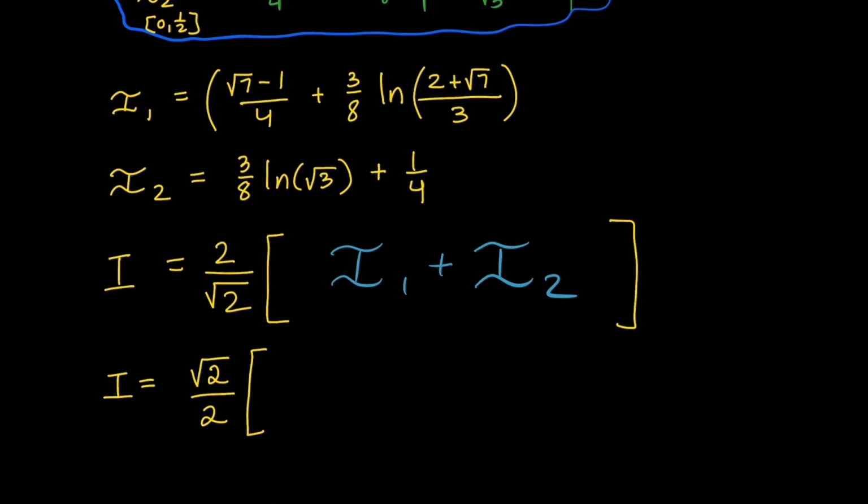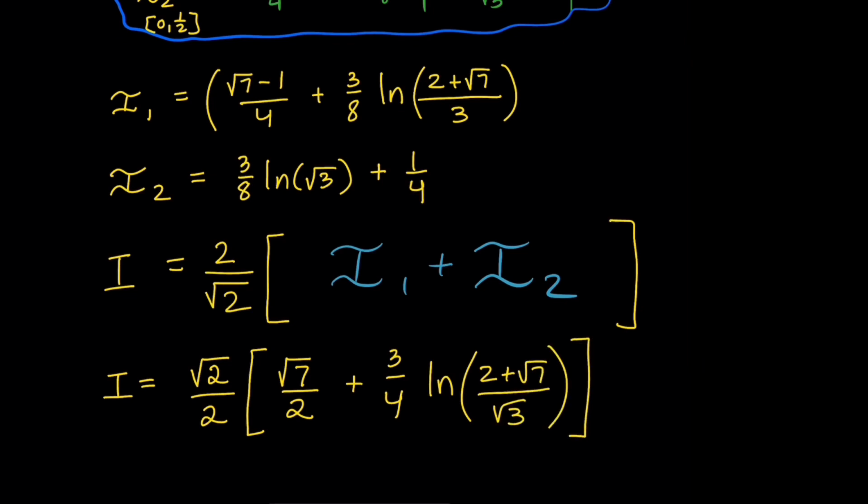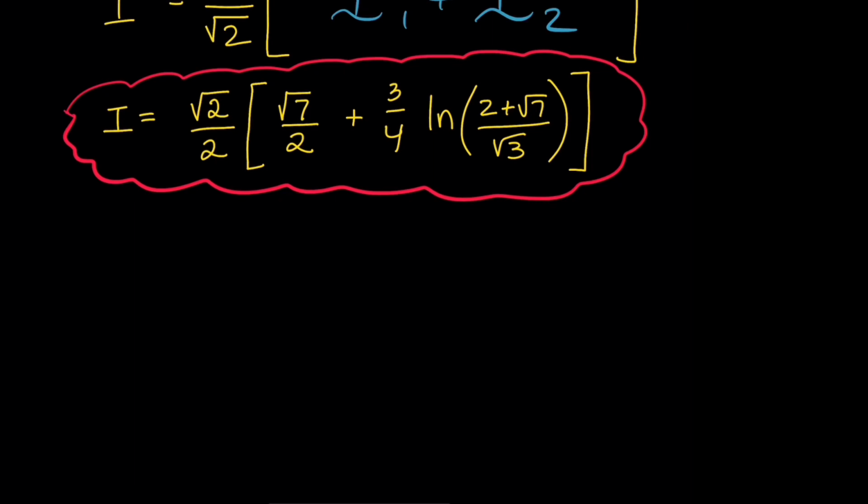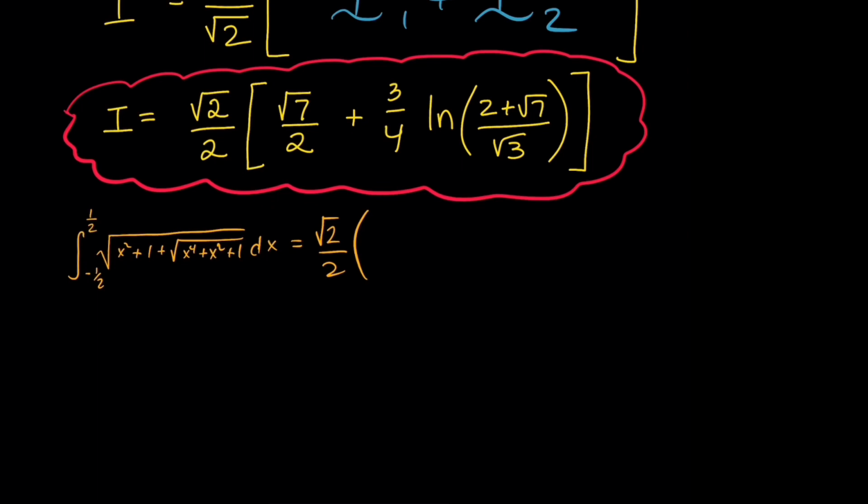So now all we have to do is add the values of those two integrals, I1 plus I2, and our final integral becomes the square root of 2 over 2, multiplied by the square root of 7 over 2, plus 3/4 natural log of (2 plus rad 7) over rad 3. And that's the final answer to our MIT Integration Bee 2023 Finals Problem number 3.